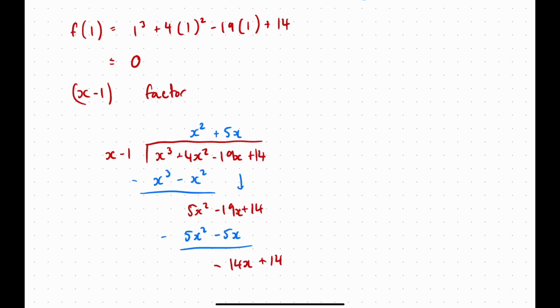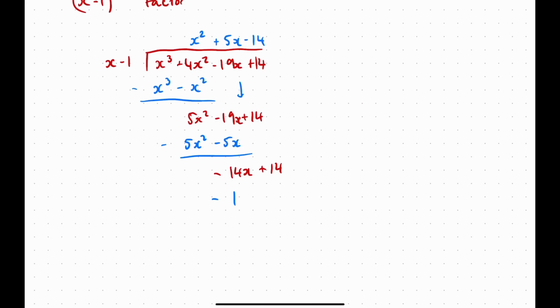Okay. What do I have to multiply x minus 1 by to get rid of the minus 14x plus 14? Well, I need to multiply it by minus 14, giving me minus 14x plus 14, and if I take that away, that gives me 0. So as you can see, when I divide through the cubic by x minus 1, I do get the remainder 0. Also again, proving that x minus 1 is a factor. Okay, so I can say I've got x minus 1 and x squared plus 5x minus 14.